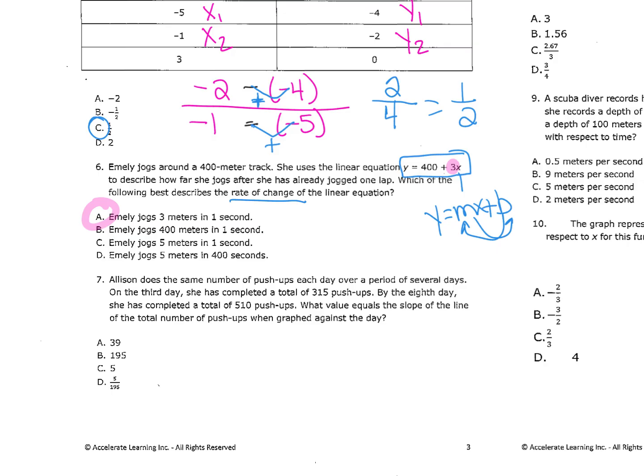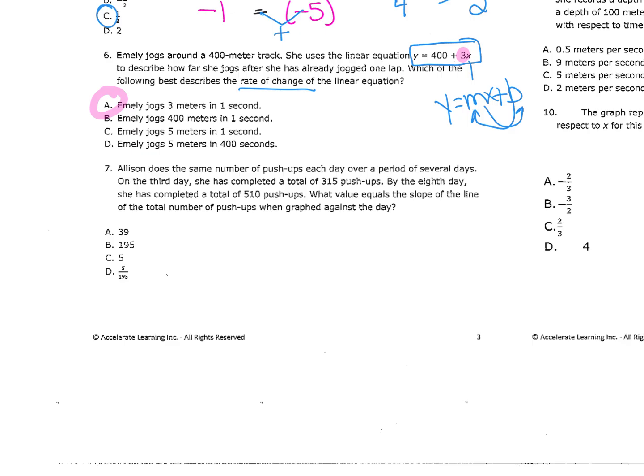So number 7, okay, talking about Allison now doing some push-ups over several days. On the 3rd day, she completed 315 push-ups. Wow, that's a lot. And on the 8th day, 510. I'm going to first say that Allison must be pretty strong. So what is the slope?